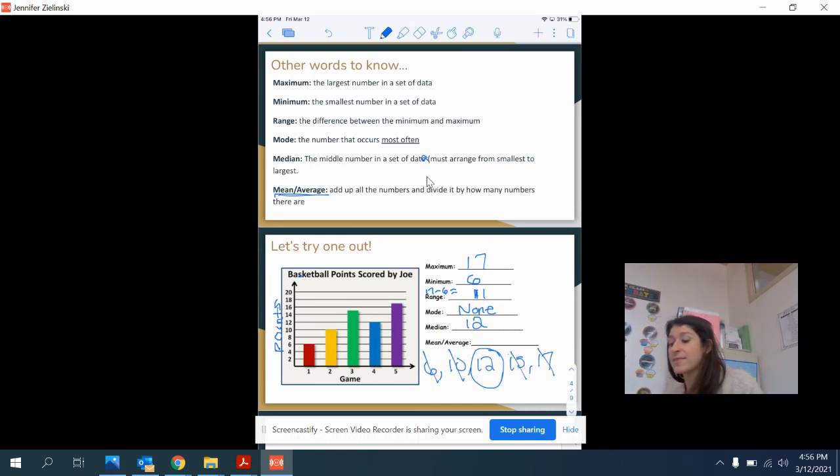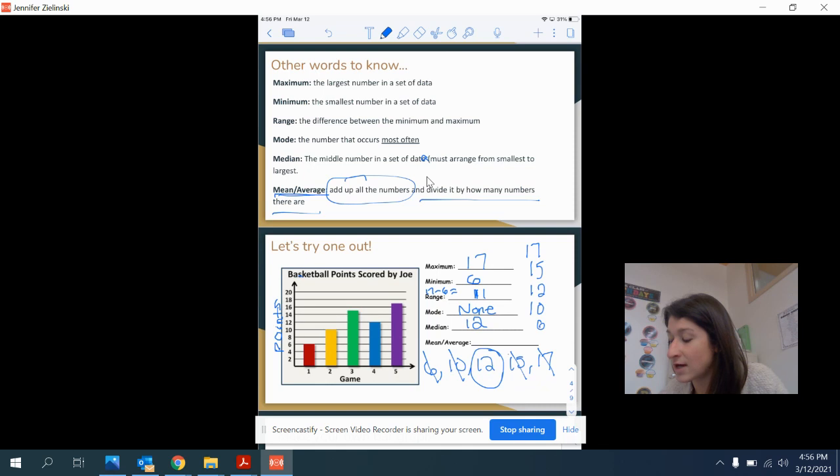What I would need to do to find the mean or average, this is where I'm going to need your help. You're going to need to make sure that you add up all the numbers and then divide it by how many numbers there are. So I'm going to need to take some time. So pause the video. Let's set up our numbers and see if you can figure out how much this would equal when you add them all up. And there are 5 numbers that we're using here, so that'll be the number we divide it by.